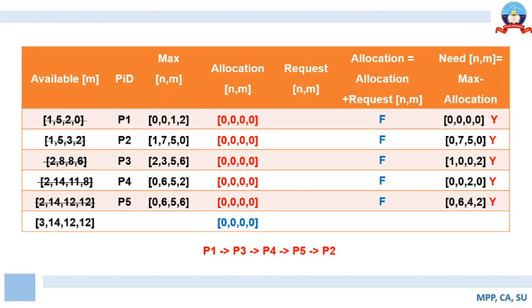If we execute the processes in this sequence, the system will not enter into a deadlock state, or it will enter into a safe state. So this is the way the banker's algorithm works.